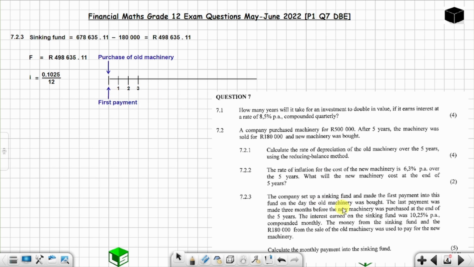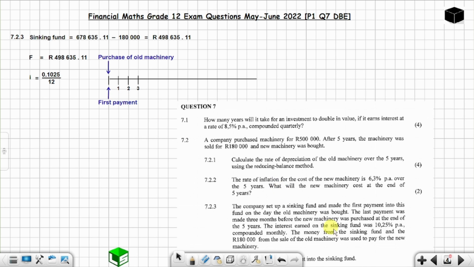But in this situation, the first payment is made the same day the old machinery was bought. Okay, so we are going to see how we can count the number of payments. Now, when you carry on, you're also going to see that the last payment was made 3 months before the new machinery was purchased at the end of the 5 years.